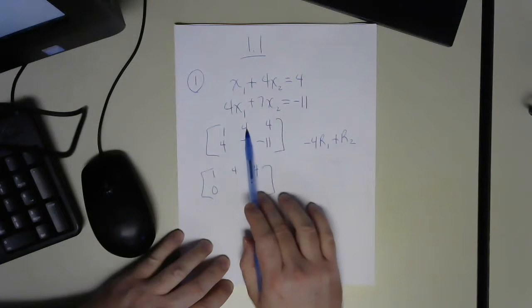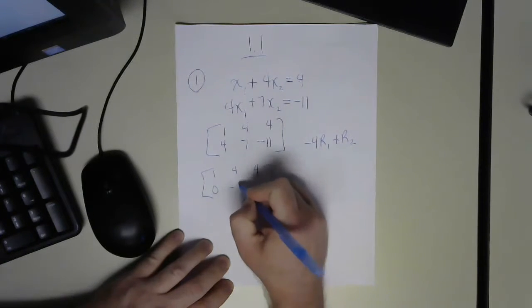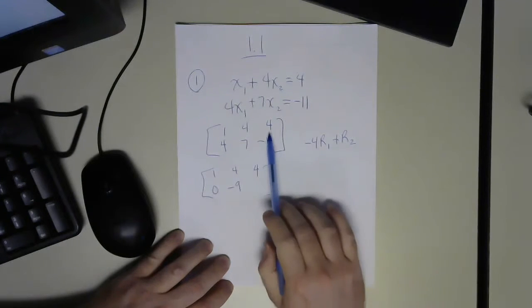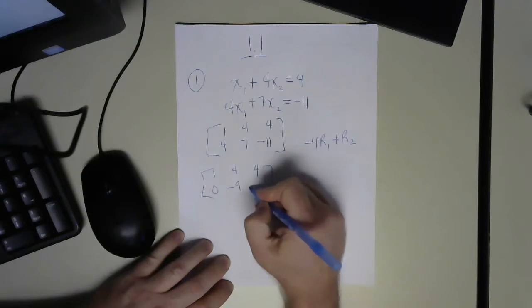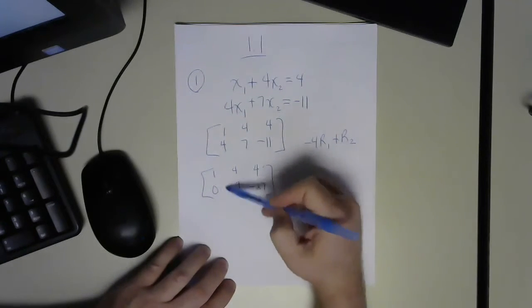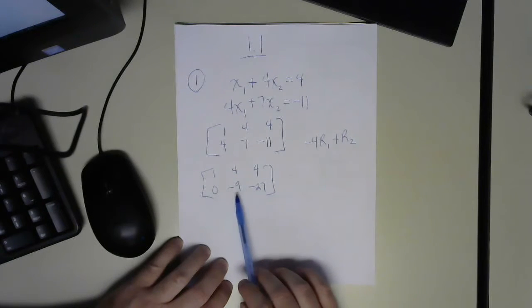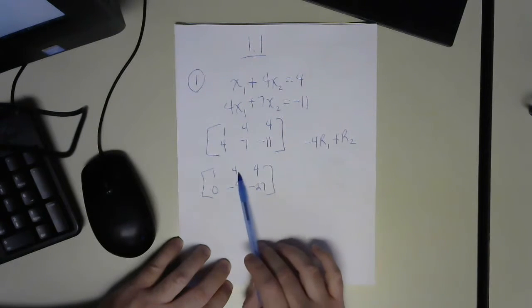Now take 4 times -4. That's -16. If I add it to 7, I get -9. And 4 times -4 is -16; if I add that to -11, I get -27. Okay, so the next thing I want to do is work on this column. I want this to look like 0, 0, 0 all the way down to a 1. So in this case, I want this to be a 1 and I want this to be a 0.